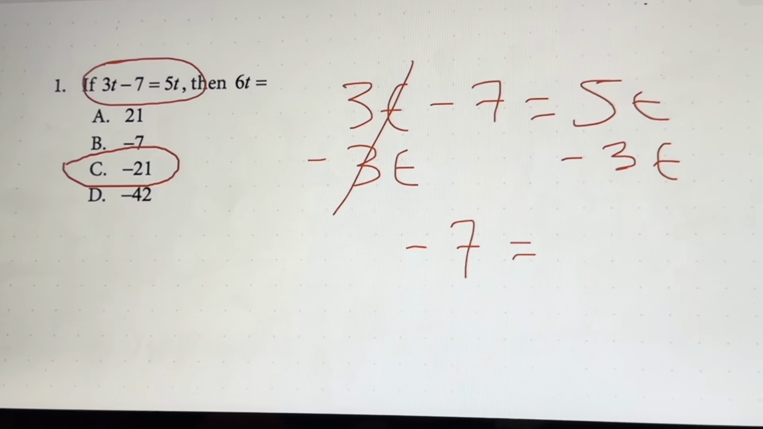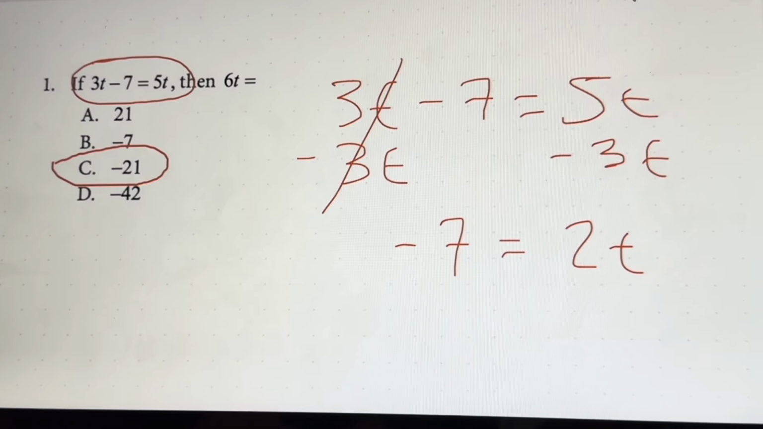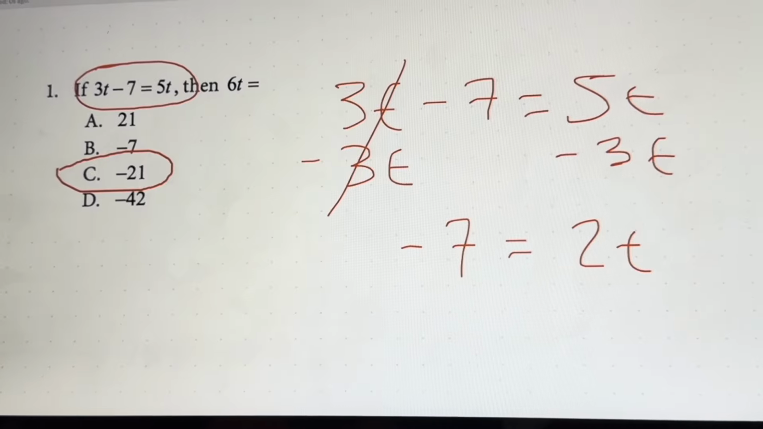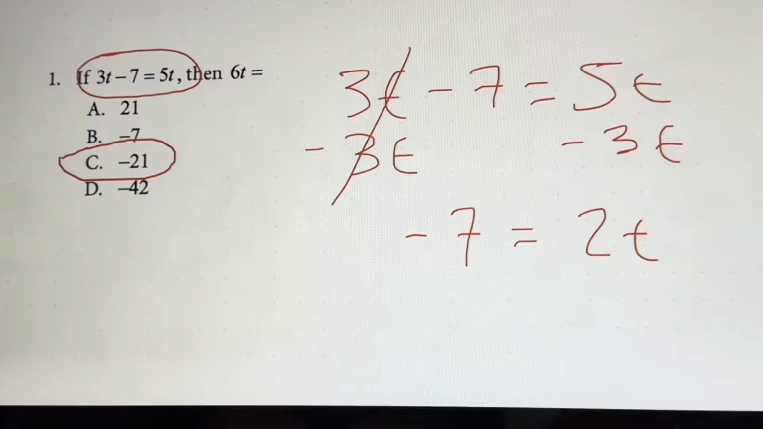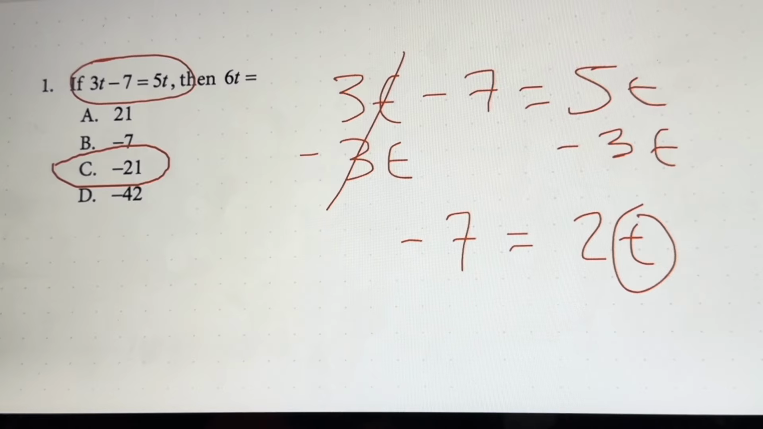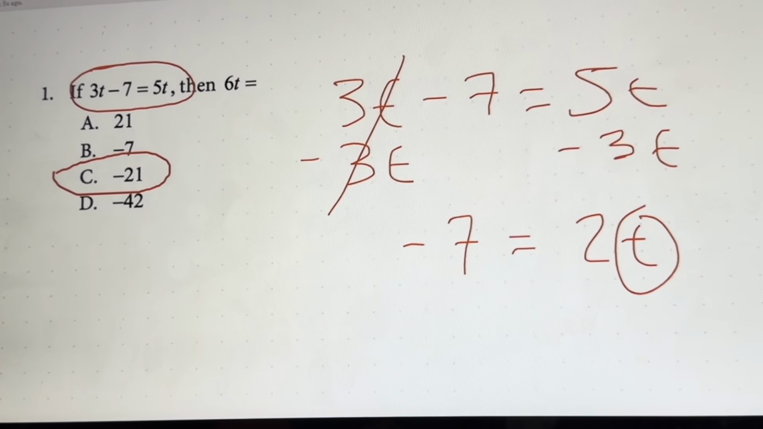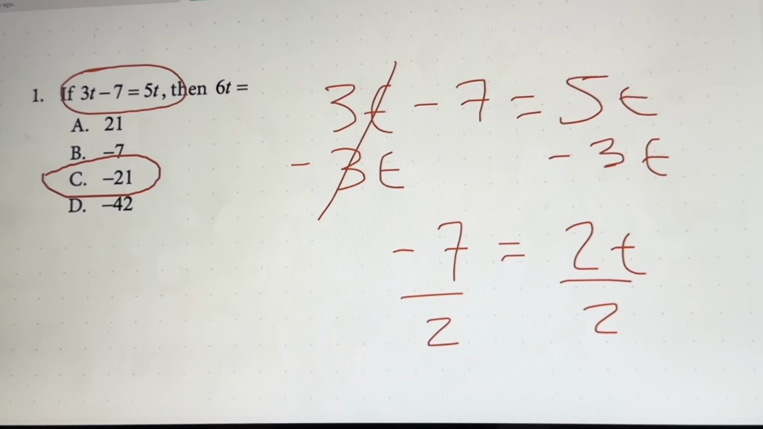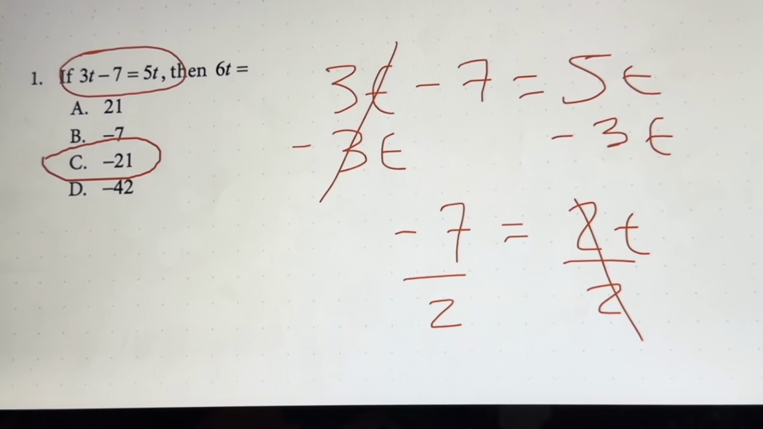I get -7 equals 2t. Okay. We're actually very close to solving for t here. I want to get t alone. Okay. But t right now is being multiplied by 2. So in order to get t alone, I've got to do the opposite of multiplying by 2. And the opposite of multiplying by 2 is dividing by 2. So I'm going to divide by 2. So I get t equals -7/2. If what I did makes absolutely no sense to you, don't even begin to worry about it.